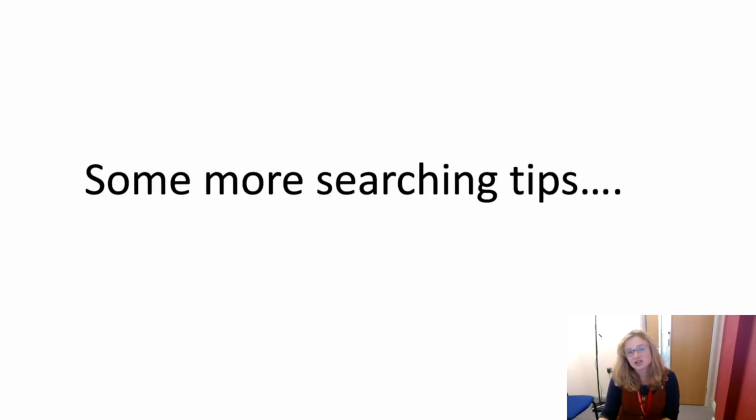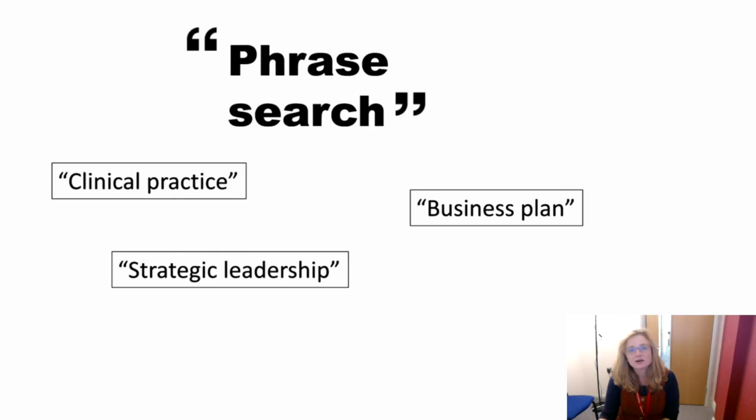And here's a couple of searching tips that you can use. You can use something called a phrase search, which is quotation marks around some words or phrase, like clinical practice, business plan, or strategic leadership. What these do is keep words together and see them as one word rather than different words scattered across an article. So if you were to put clinical practice in quotation marks, then it would bring up articles with clinical practice together rather than clinical in one part of the article and practice in the other.